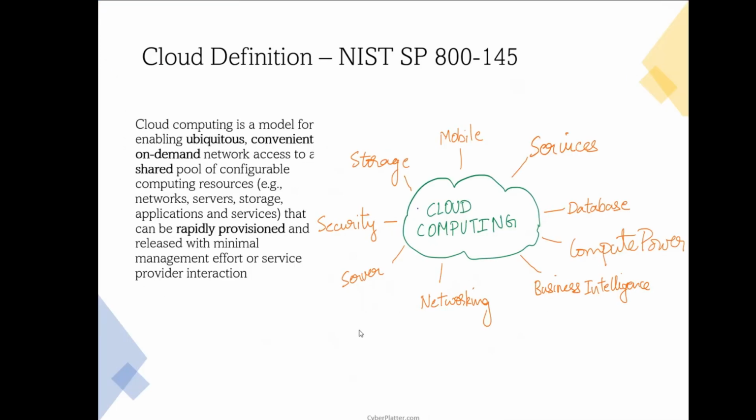So the first concept is cloud definition. NIST SP 800-145 provides a cloud definition. If you see here, it has a lot of words like ubiquitous, convenient, on demand, right? For now, just understand that cloud computing is a delivery model for the services. Services can be anything as it is mentioned in this image here, but not just limited to these.